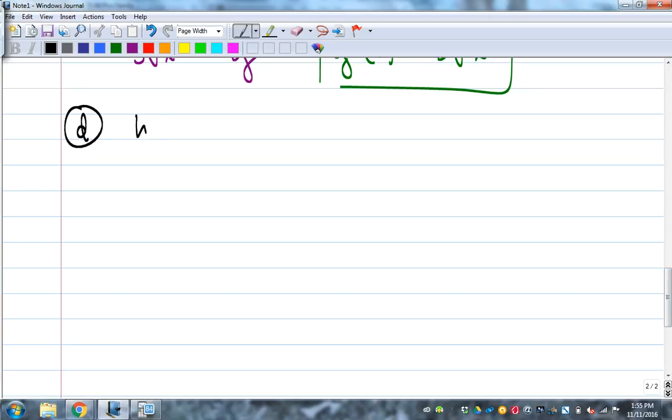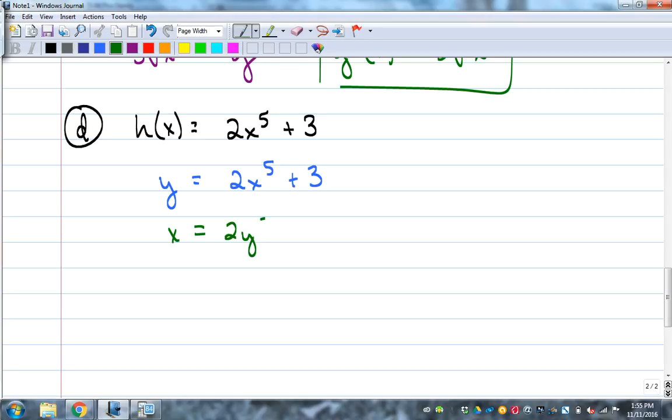Let's do this one. H of x, changing the letter here, 2x to the 5th plus 3. And we want to find the inverse of that. Not 5th squared, but 5th power. Bless you. And I'm going to swap x and y, and then get y by itself. How do I do that? Yeah, -3. X minus 3 is equal to 2 y to the 5th.